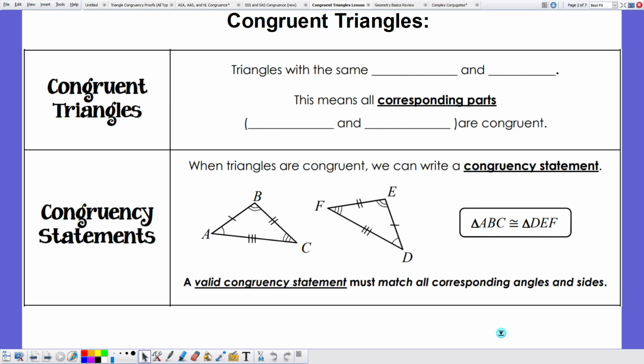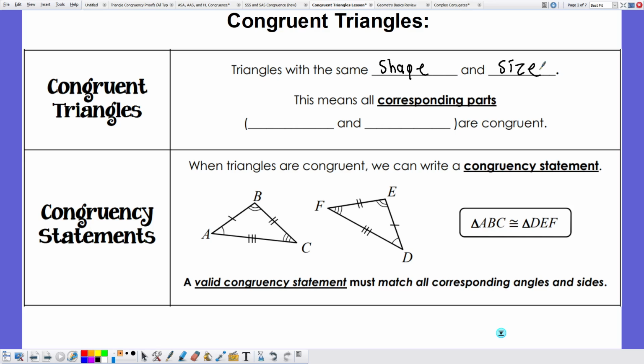Hello everyone. So today begins the lesson on congruent triangles. Now we've heard the word congruent in the past as applied to sides and angles. Now we're going to apply it to shapes. So congruent triangles are triangles with the same, in layman's terms, shape. Here we go. Same shape and the same size, in the most basic terms we can think of.